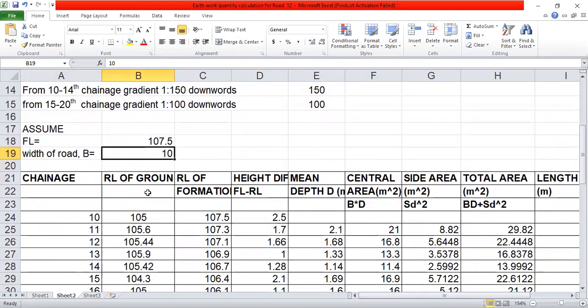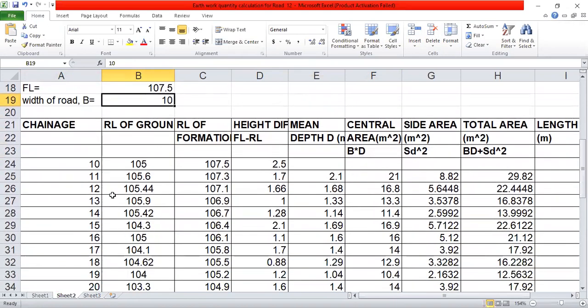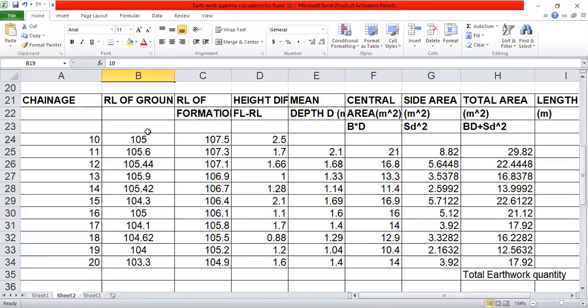The RL of the ground will be given, and the chainages will be given. We have to calculate the RL of the formation. First, at the start of the road formation, the RL of formation will be given. Here in this case it is 107.5.